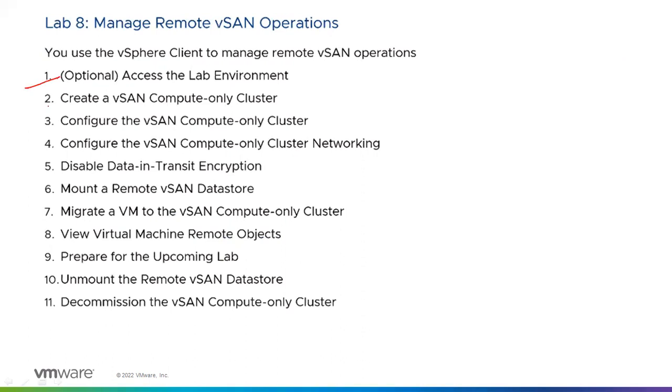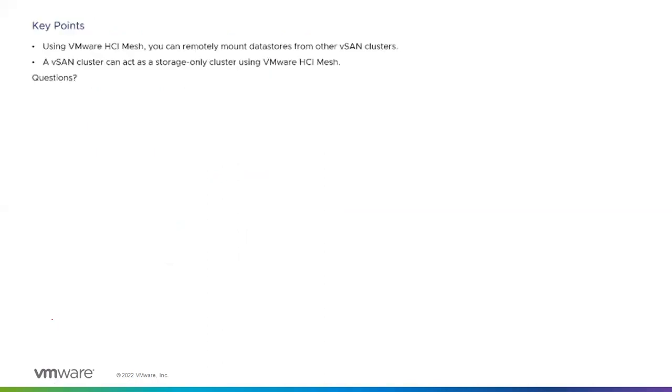So, sir, again, we have to create a compute only cluster, configure that, mount it, disable data in transit. That's the important thing. We have to disable data in transit encryption, mount remote vSAN, migrate the VMs, okay, prepare, and that's all about the lab part that we are doing. But it's an interesting one, right?